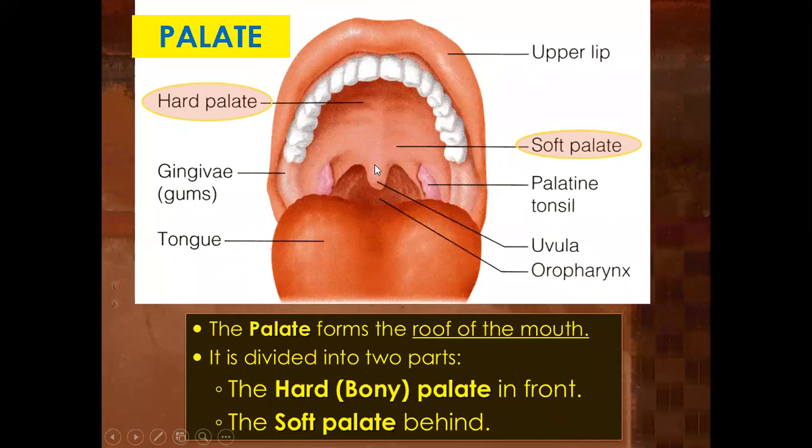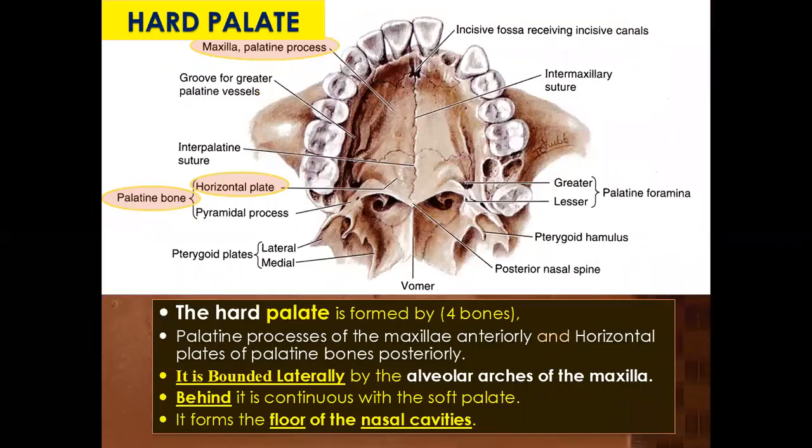Behind that, there is a muscular part, which is also forming the roof. It doesn't have bone, but it has smooth muscles. That is called the soft palate. Now you can see here, this picture showing you the hard palate, which is made up of bone. This is the roof of the oral cavity. The hard palate is formed by four bones. Palatine process of the maxilla.